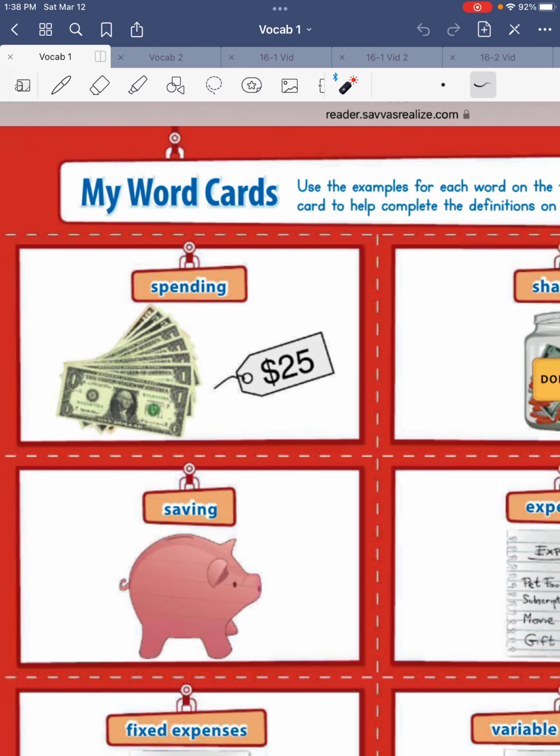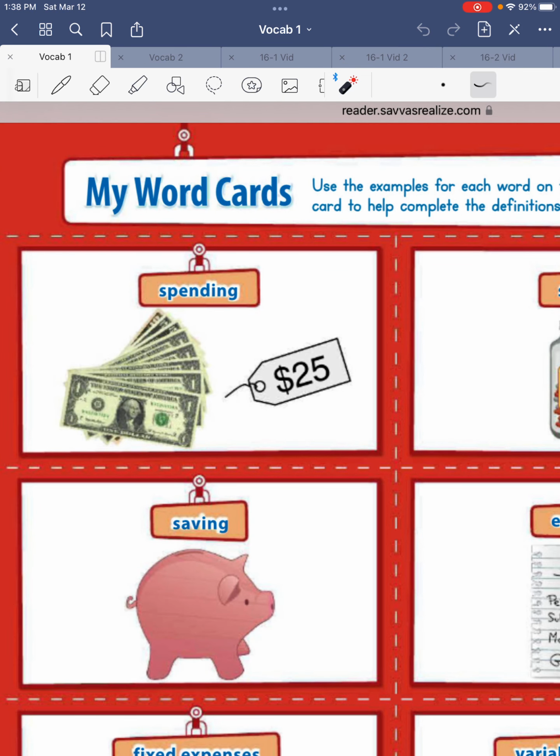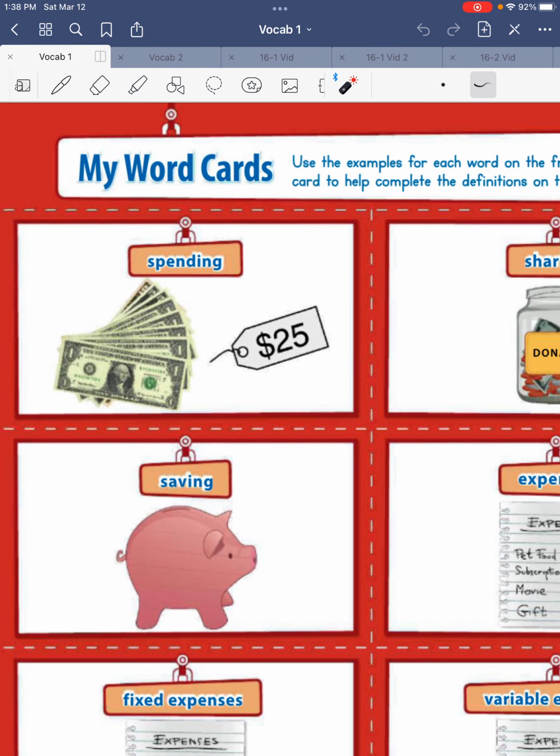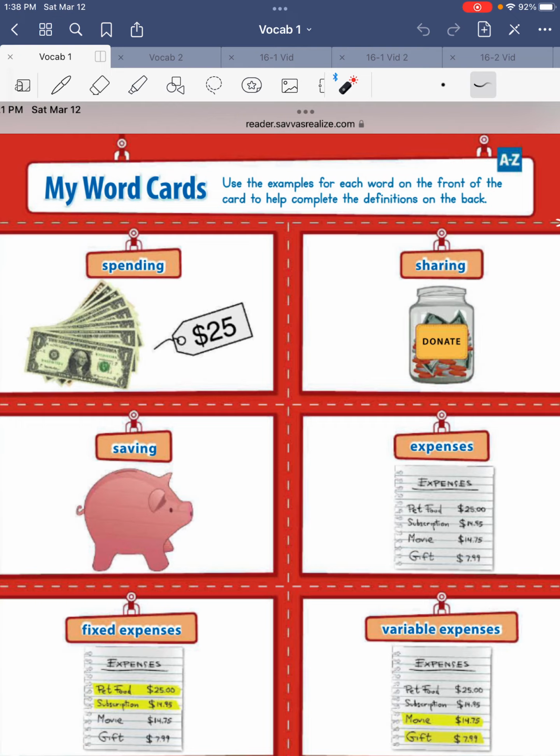The first one is spending. So spending is trading money for goods or services. Okay, so we know that say you want to buy a toy. Well, you have to spend a certain amount of money to get your toy. Okay, so that's spending. We should know that.